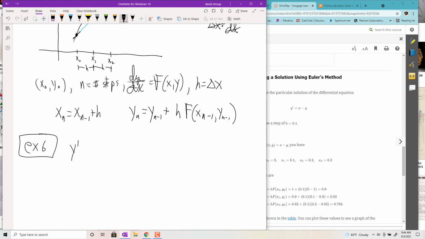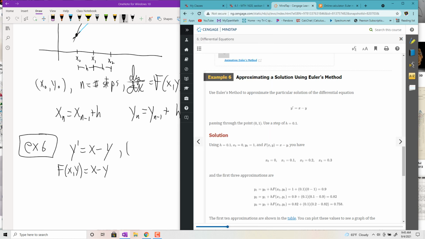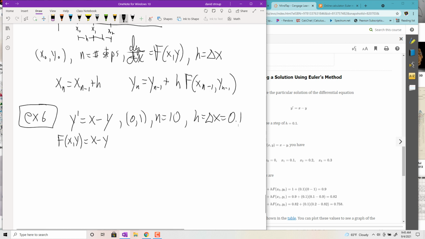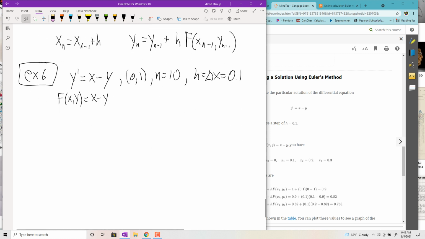Our differential equation y prime is x minus y. So that's what they're calling the f of x, y. The initial value is (0, 1). They want 10 steps, and they want the h value, which is our change in x, to be 0.1. Okay, so here we go.